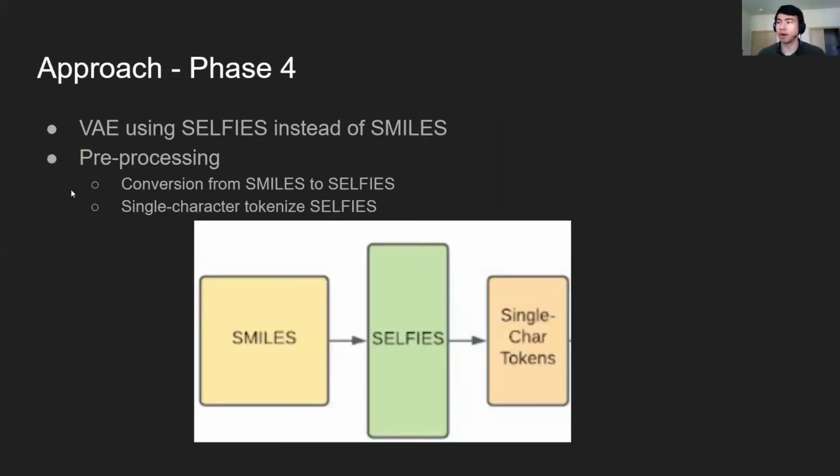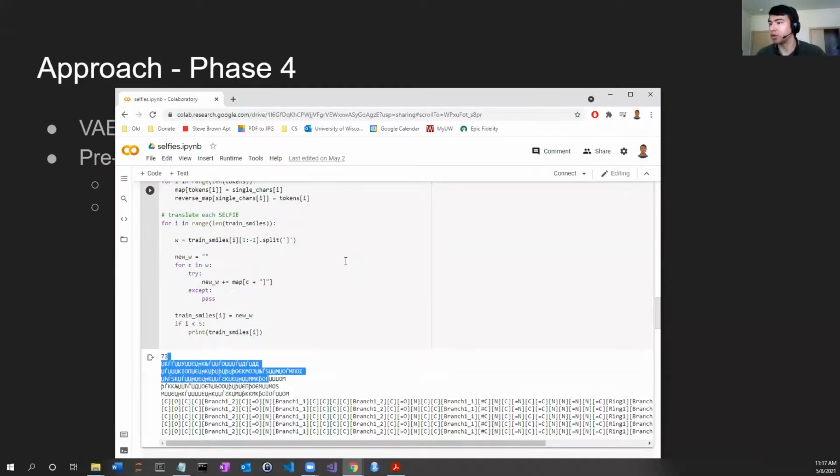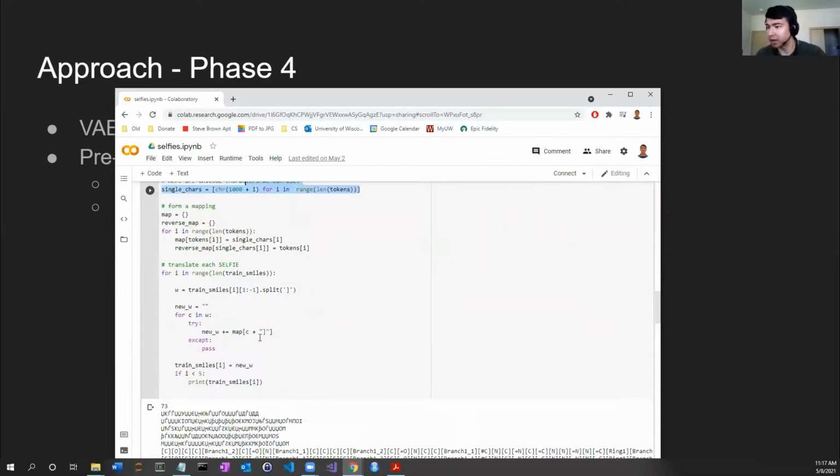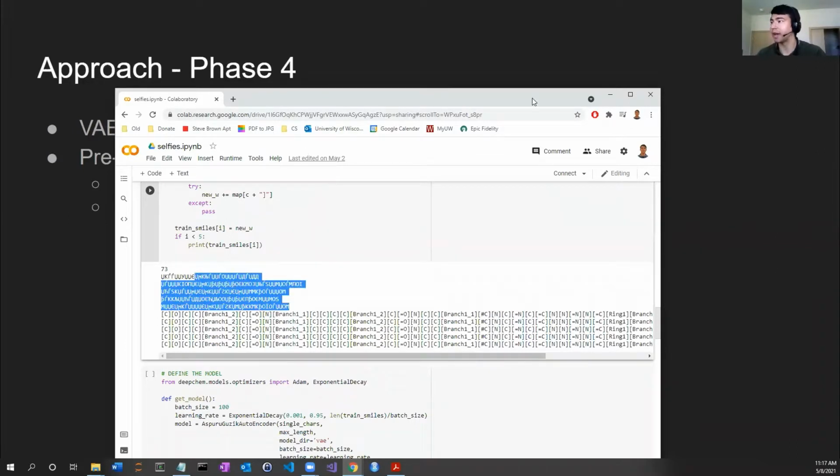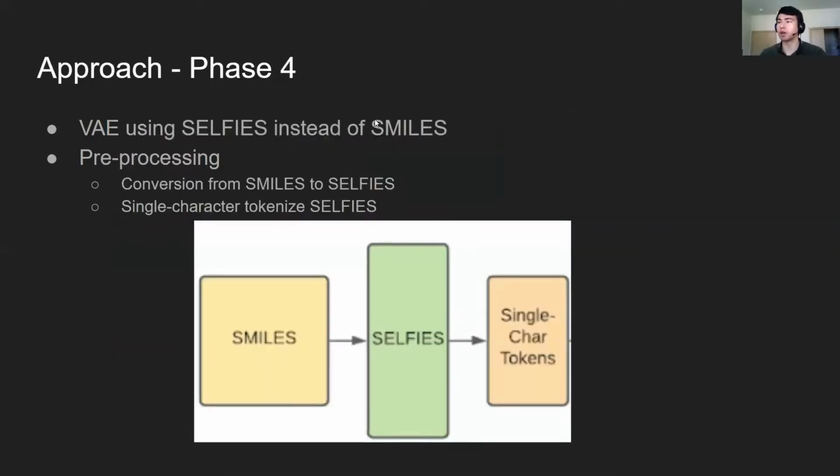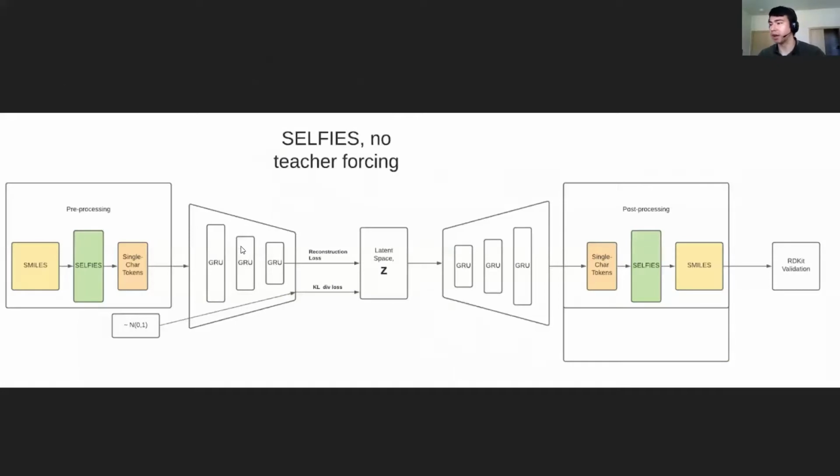So converting from SMILES to SELFIES is one thing. Then we need to single character tokenize, and that looks like this, just taking random Unicode characters to represent every discrete token, and it ends up looking like that. And then we pass that through the same character-based autoencoder. Didn't even have to change that model. So this is what it looks like, still training with the regularized continuous latent space and the reconstruction loss, and still using RDKit for validation once we do the pre and post processing to these different representations.